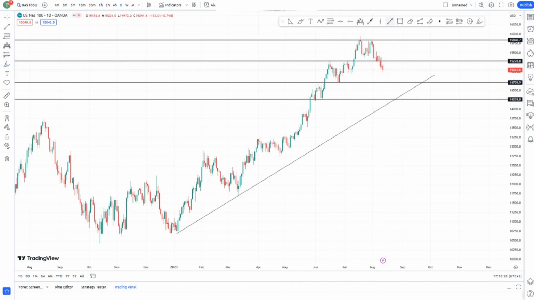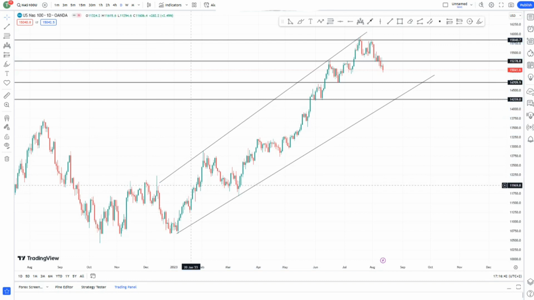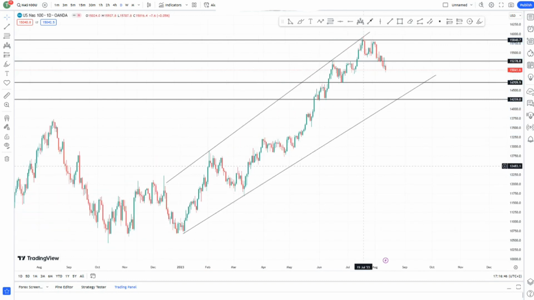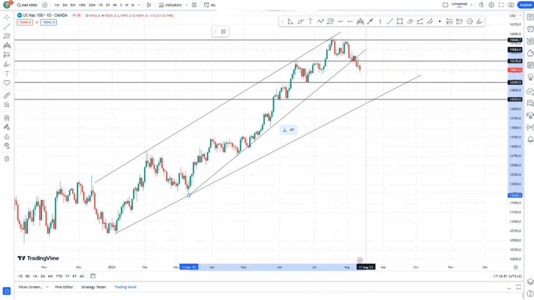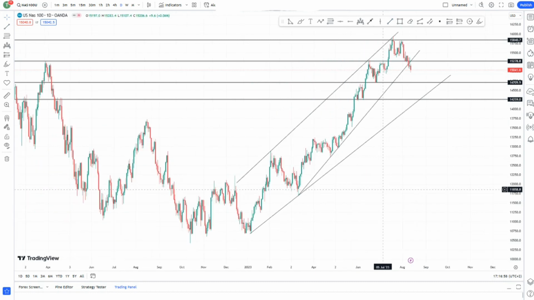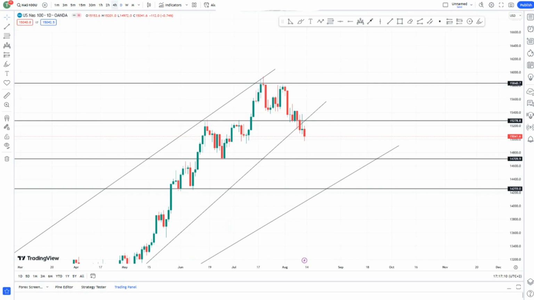Okay, so let me just draw the other trend line. Make sure that you get the most touches on your trend line. And then get your other trend line on. Now you can already see what's happening just by me drawing that trend line. You can already see what's happening on the charts, right? So I think we're done with the daily time frame. Let's just go to the 4 hour time frame.